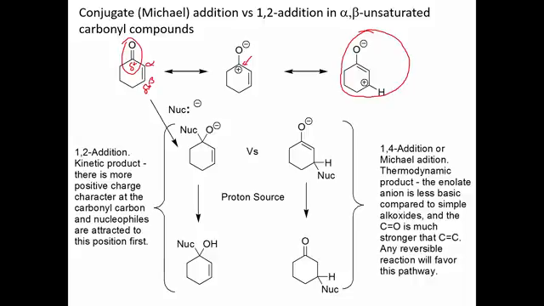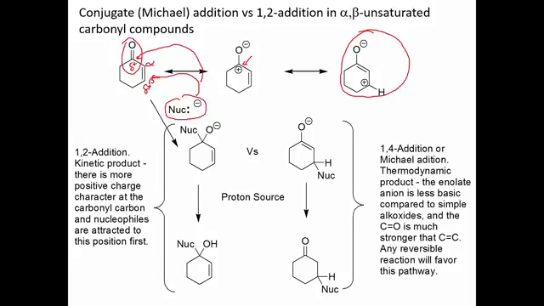Okay, when a nucleophile approaches an alpha-beta unsaturated carbonyl compound, there are two possible reaction sites, and the one that you're probably very familiar with is the carbonyl carbon. We call the normal addition to the carbonyl group 1,2 addition, and this is typically the kinetic product. There's more positive charge character at the carbonyl carbon, and thus nucleophiles are more attracted to that position. That's where they're more likely to react.